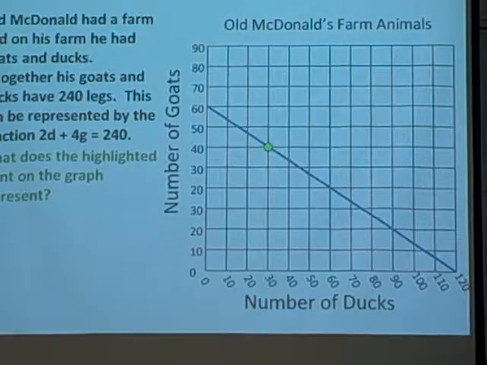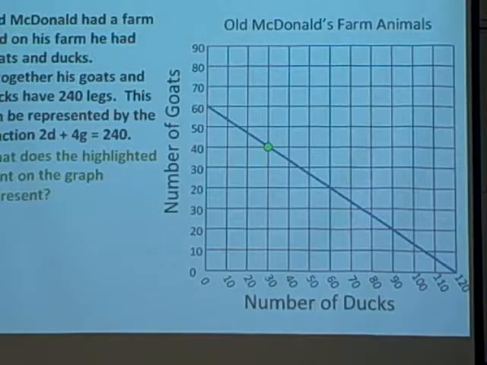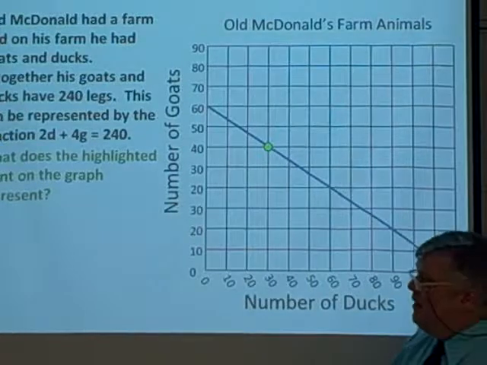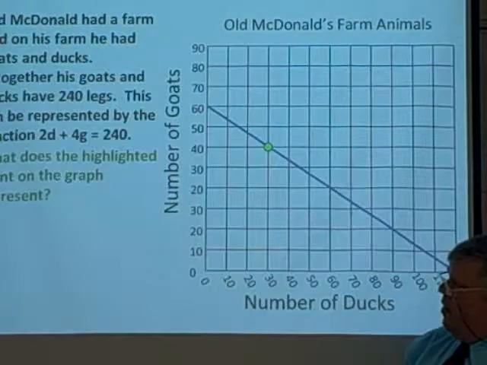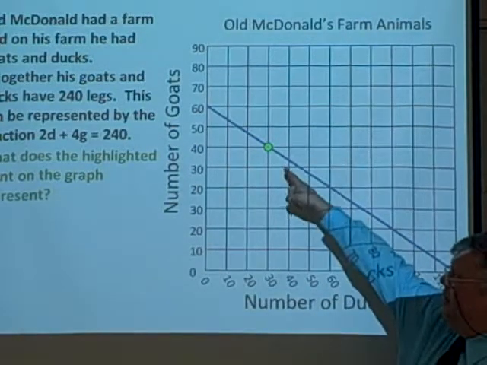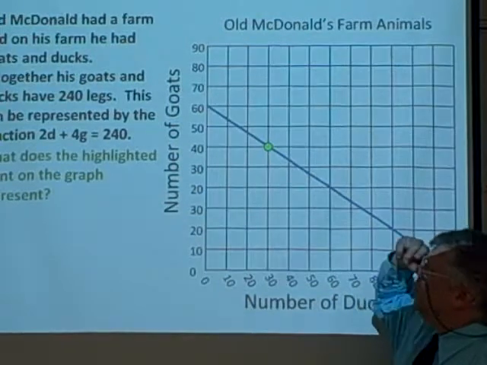Old McDonald had a farm, and on his farm he had goats and ducks. Altogether, his goats and ducks have 240 legs. This can be represented by the function 2d plus 4g equals 240. What does the highlighted point on the graph represent? There's the highlighted point. What does it represent?